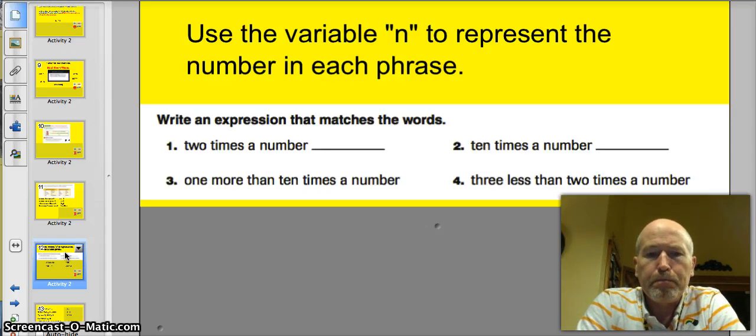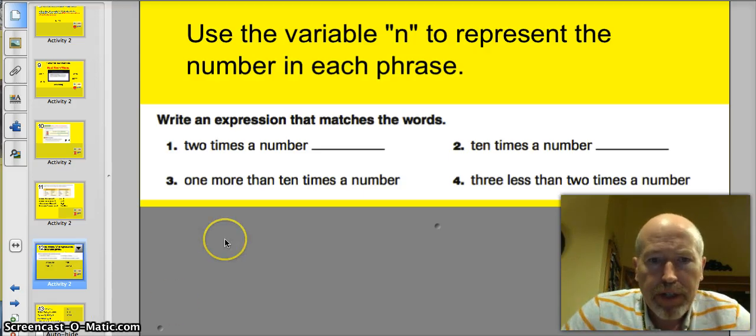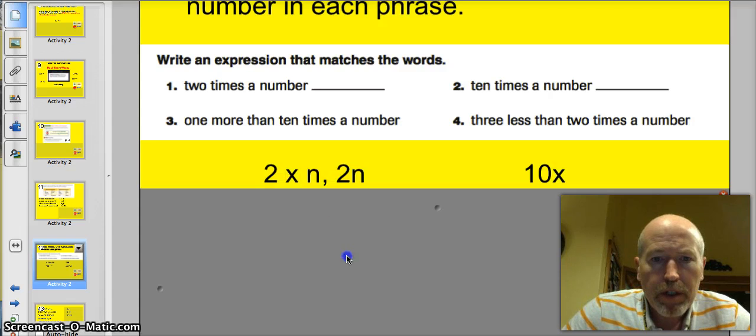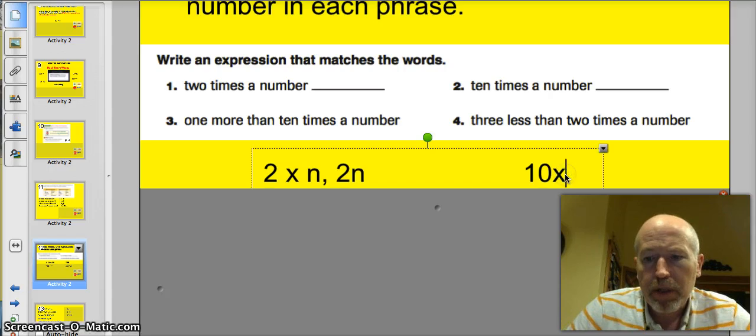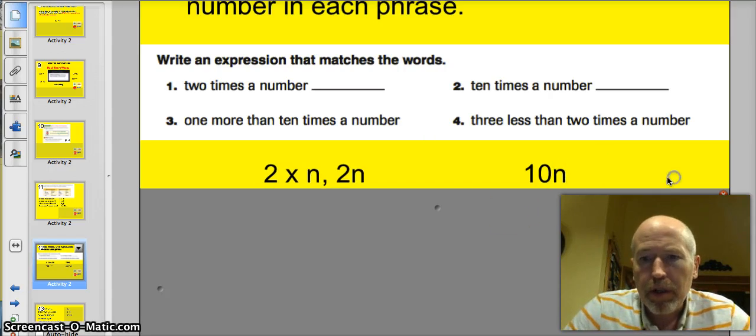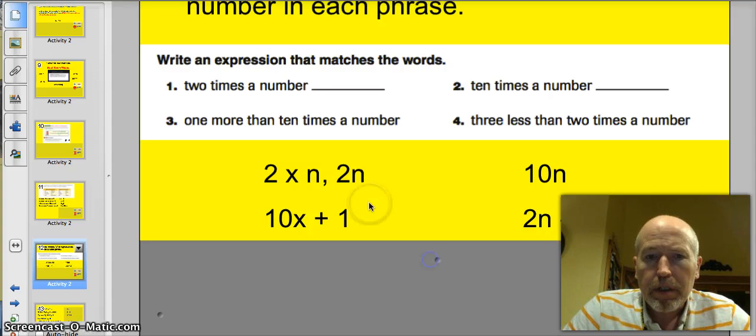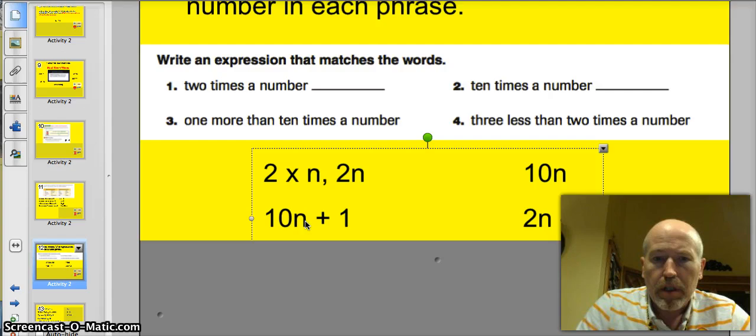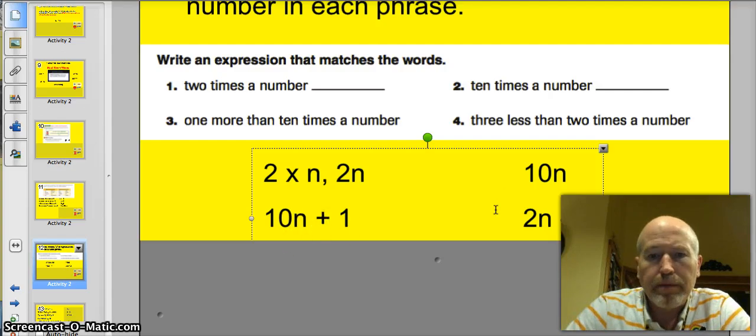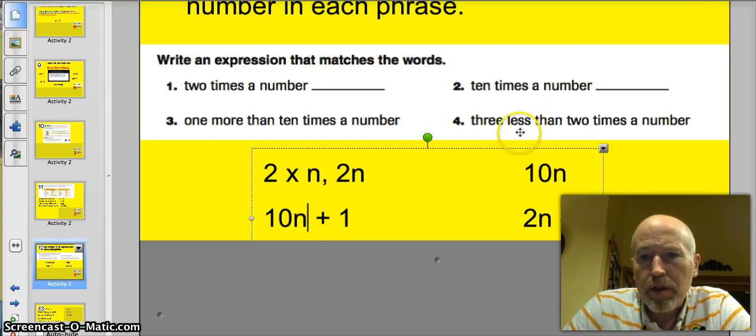Go. I'm back. Let's see how you did. 2 times the number would be 2n. 10 times the number, 10x. Whoops, I was going to use n for that. There you go, 10n. 1 more than 10 times the number. So 10 times the number plus 1. And 3 less than 2 times the number. 2 times the number minus 3, because it's 3 less than 2 times the number.